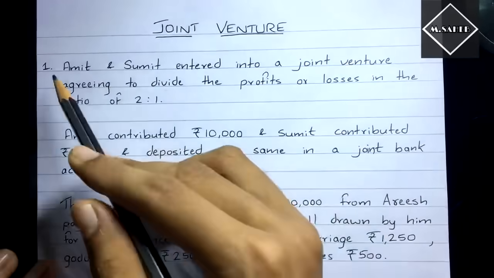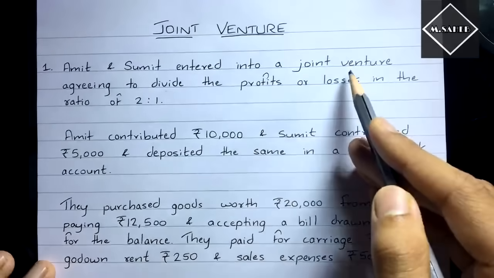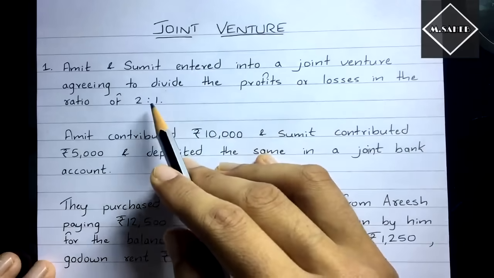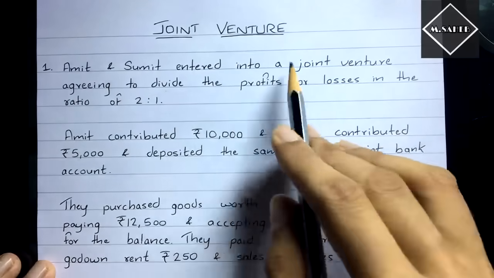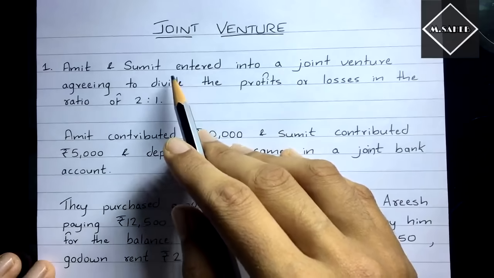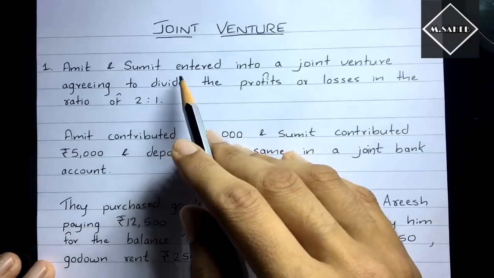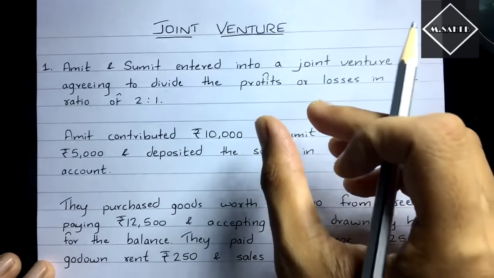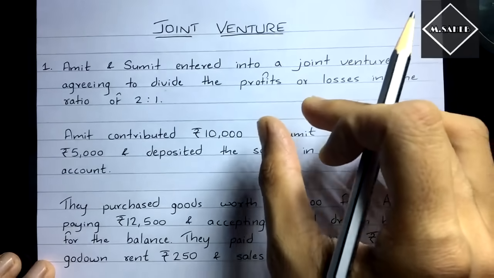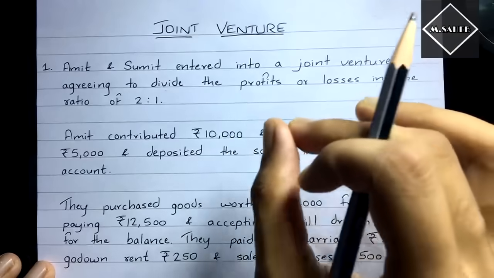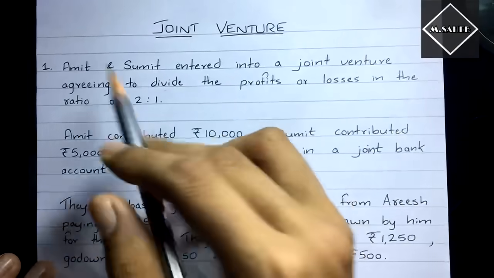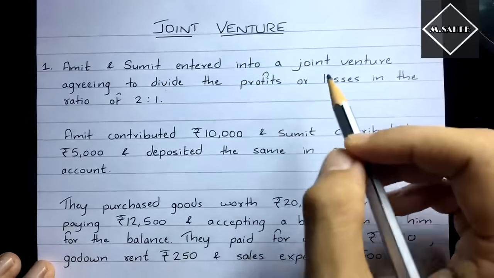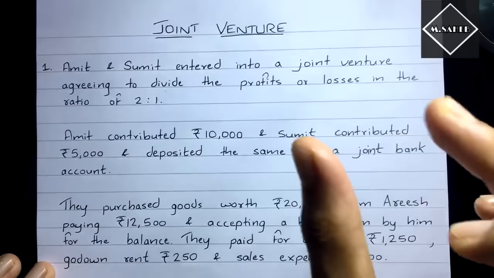See here. Amit and Sumit entered into a joint venture, agreeing to divide the profits or losses in the ratio of 2:1. So these two persons have entered into a joint venture. It is like entering into a temporary partnership, which is created for a specific purpose, for a specific project. After the completion of that project, this temporary partnership would come to an end, and Amit and Sumit will go their own way. They will not see each other again. This is what is meant by joint venture. It is a temporary partnership.